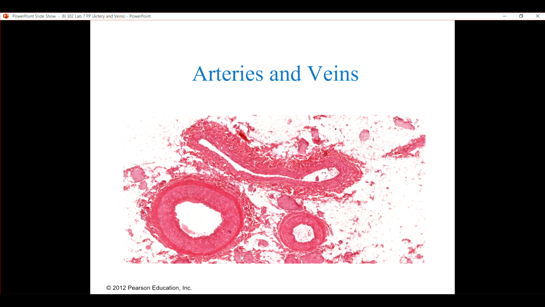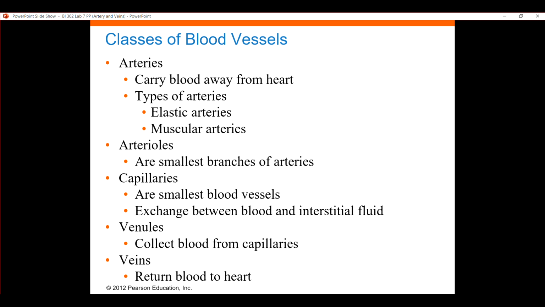In this lesson, we'll continue our discussion of the cardiovascular system by taking a look at the anatomy and even a little bit of physiology of arteries and veins. We'll take a look at their structure and which way they flow blood. So I have a couple definitions I want to go over with you first.